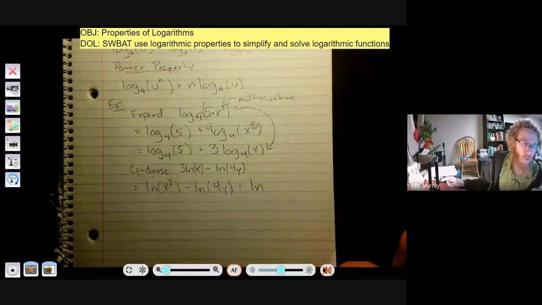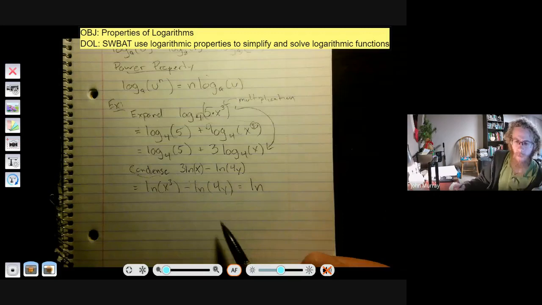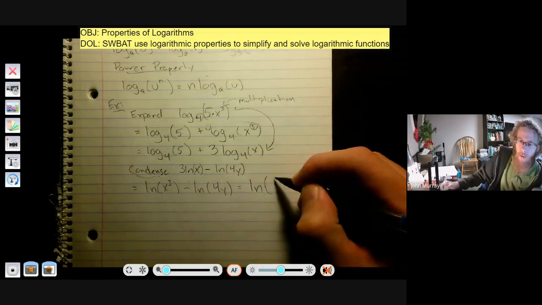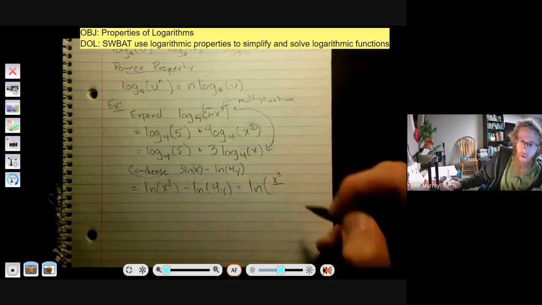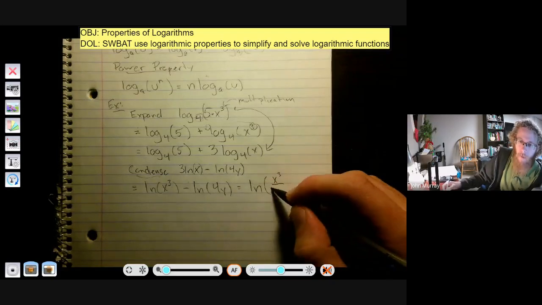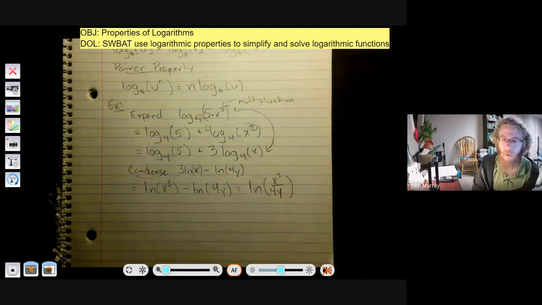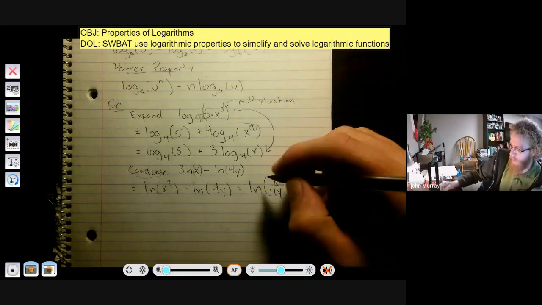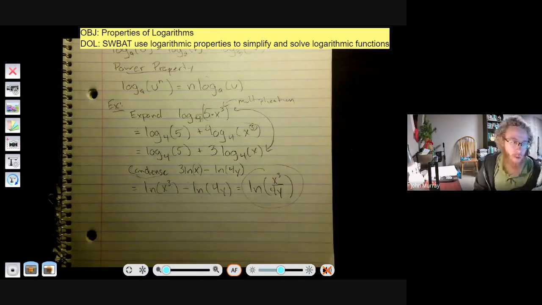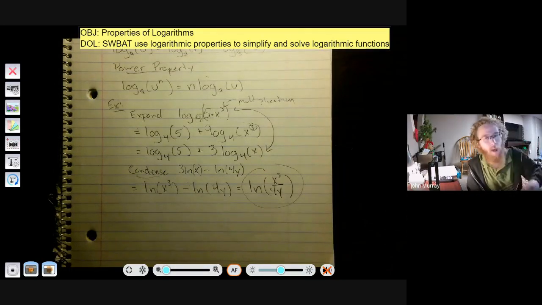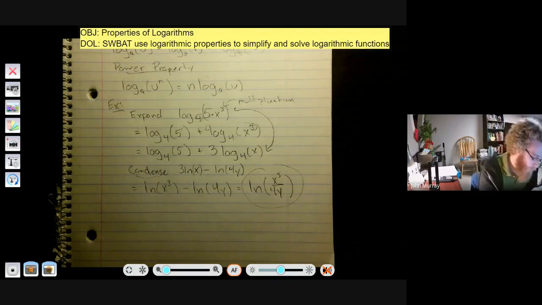Okay, that's what condensing is. We're going to move everything to one logarithm. In the numerator, I'm going to have x to the third, and in the denominator, I'm going to have 4y. All right, and that would be our final answer, because for condensing, my goal is to have one logarithm. And there we have the natural log of x to the third over 4y. Any questions about that?